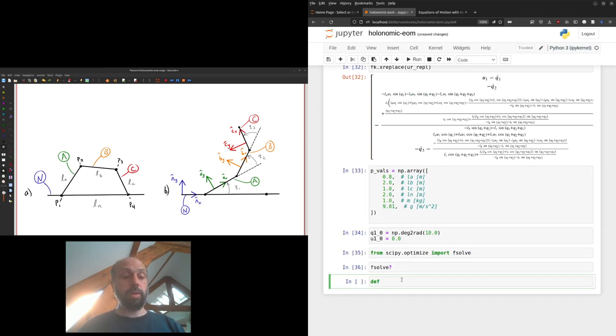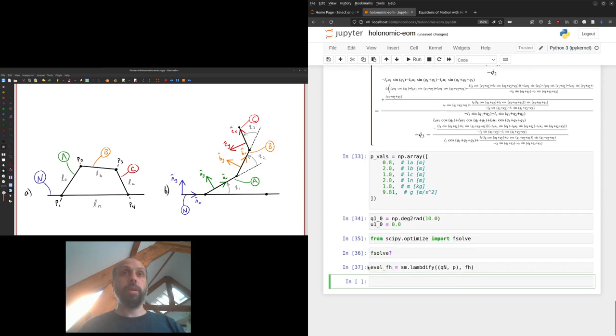I'll write out, we need to evaluate the fh, right? So let's lambdify that. Fh is going to be a function of only the coordinates. So I'm going to give it qn, and I'm going to give it p, right? Because it's also a function of the lengths. And then we're going to give fh here, and that should allow us to be able to execute that. So if I do eval fh, and I give it just three random values for the coordinates, and then I give it pvals, we should get a result.